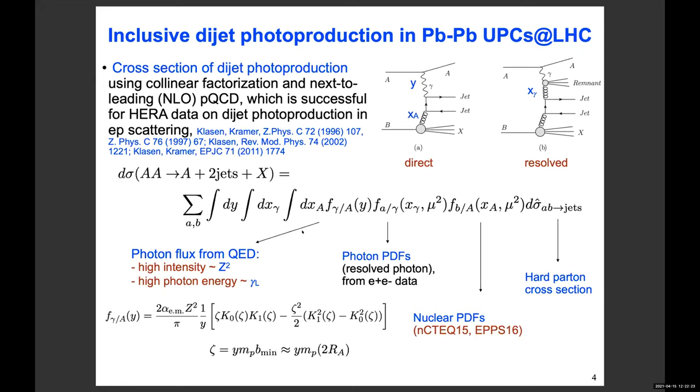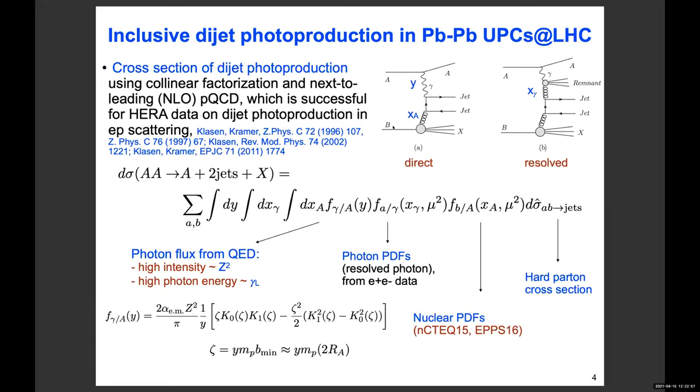For large ultra-relativistic nuclei, the intensity of the flux scales as the nucleus charge squared, and the highest photon energy scales as the Lorentz factor of the emitting nucleus. The simplified and typically used expression for the photon flux is given here. Then under the convolution integral, we have the photon PDFs for the resolved photon case, which is known mostly from the electron-positron annihilation data.